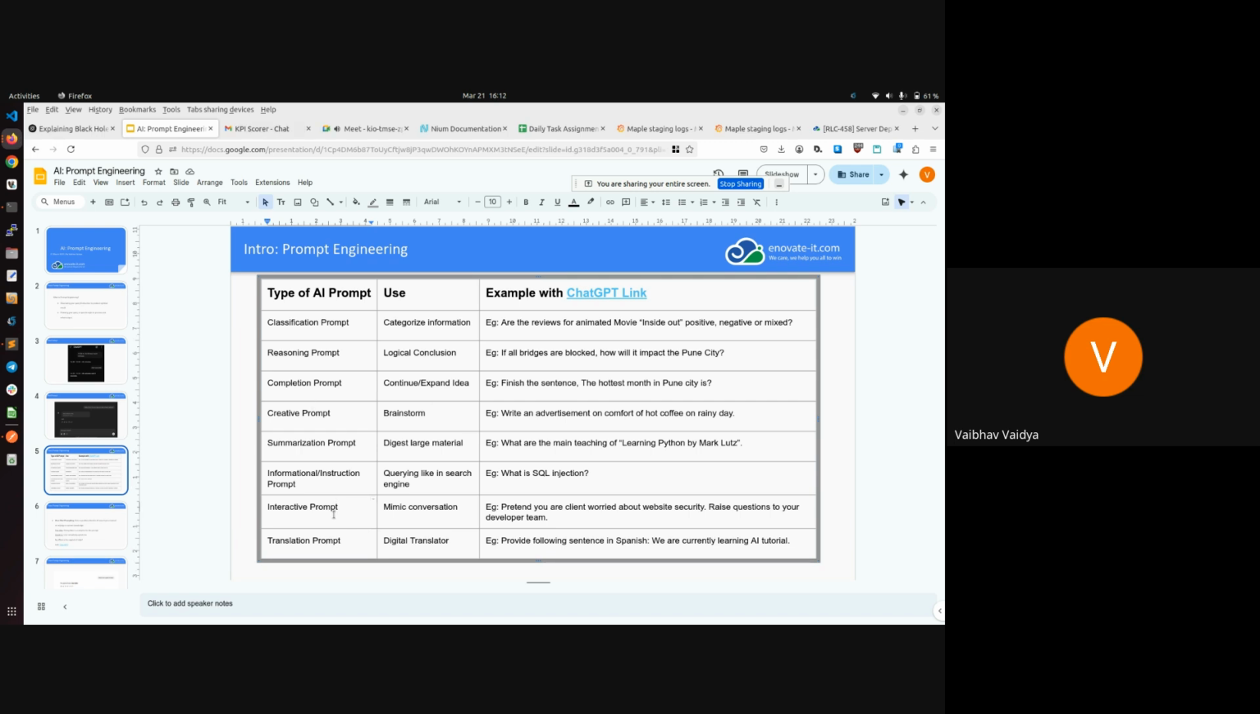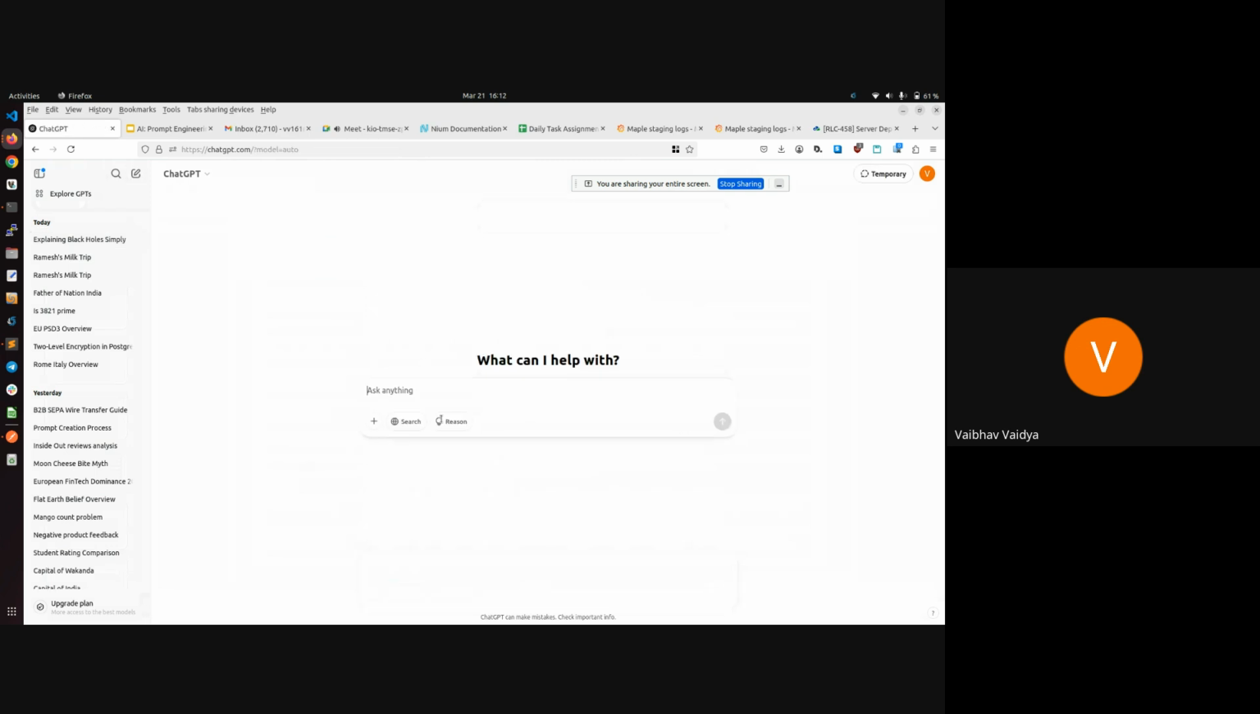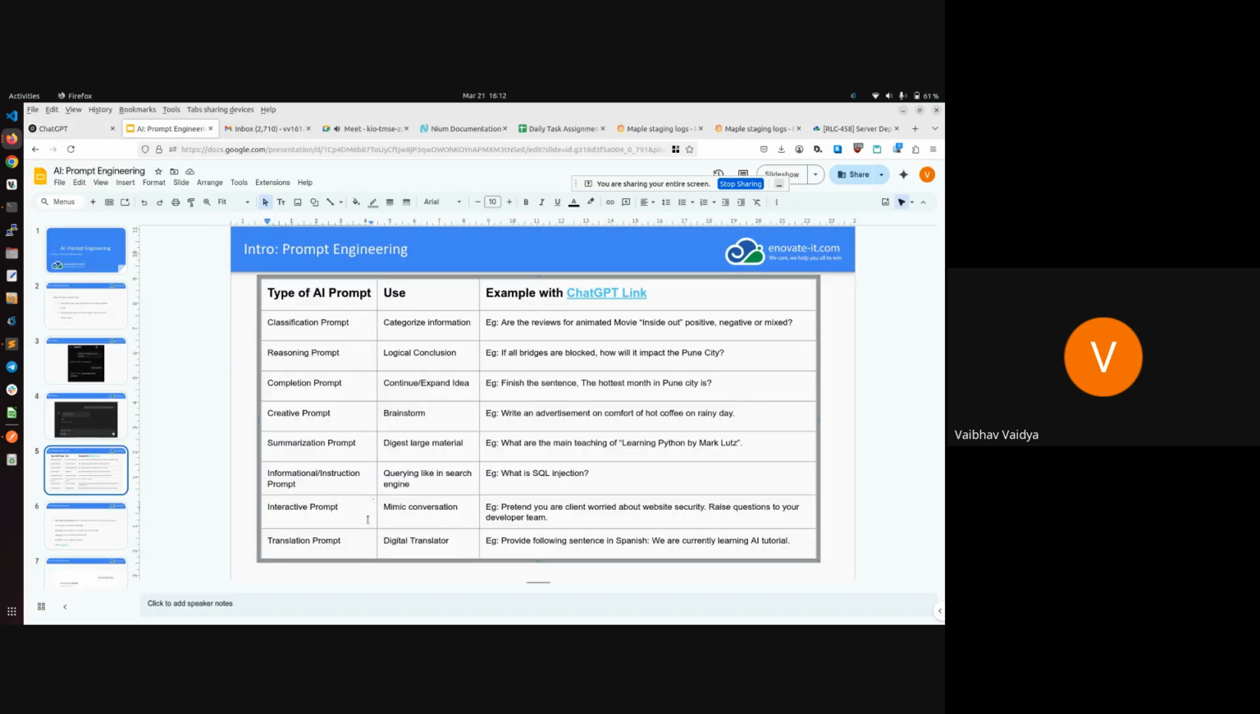So relatively simple. You can use it like a search engine, even if you go to any of the ChatGPTs now. You also have a search button nowadays, so it will check the web for the latest data. So you can utilize that. After that, we have got an interactive prompt. An interactive prompt is basically one that can mimic a conversation.